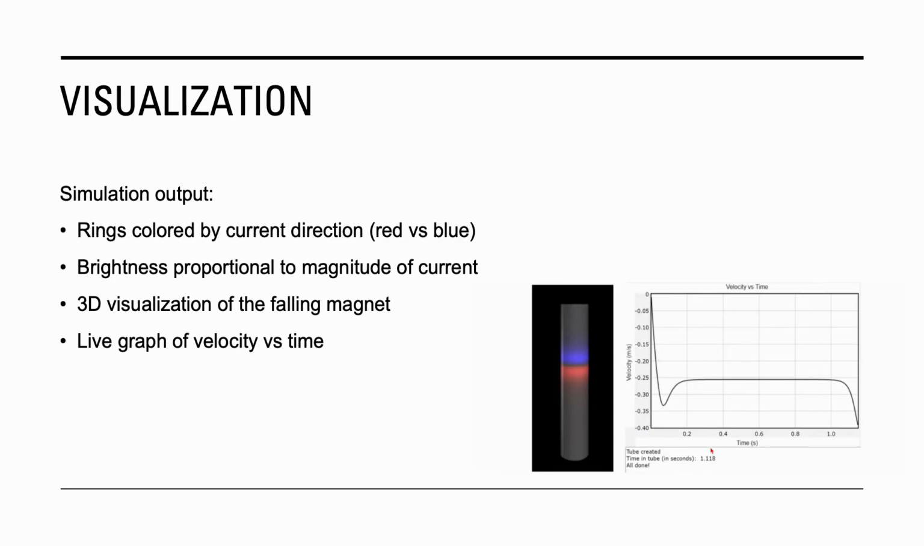The simulation produces a real-time visualization of the magnet falling through the tube. The rings are colored red or blue depending on the direction of the induced current, and the brightness indicates the magnitude. The model also generates live plots of velocity versus time and position versus time, helping us see the dynamics clearly.